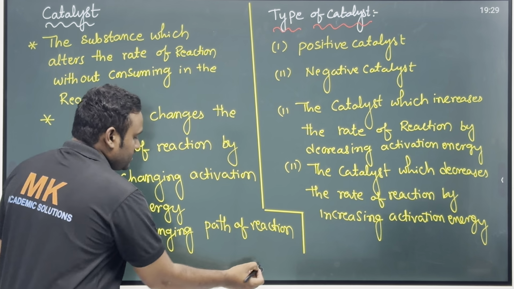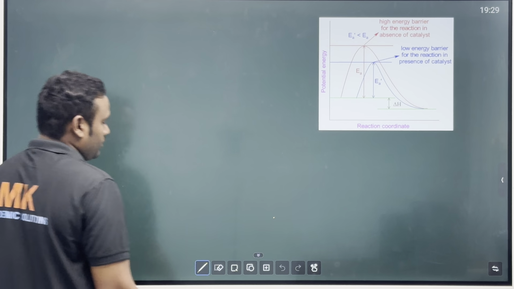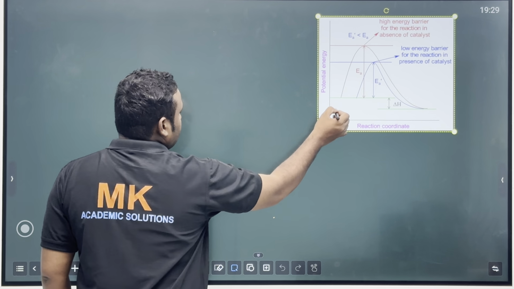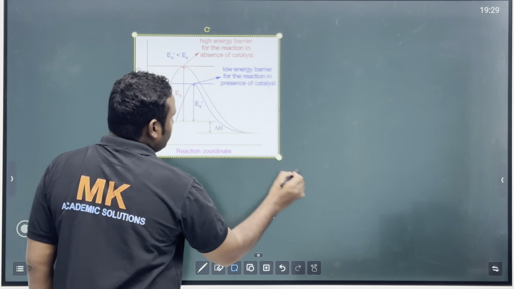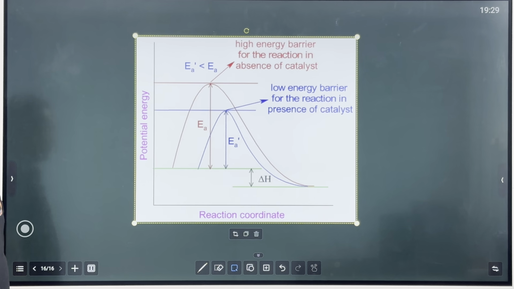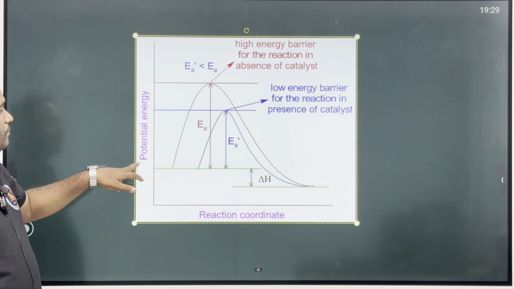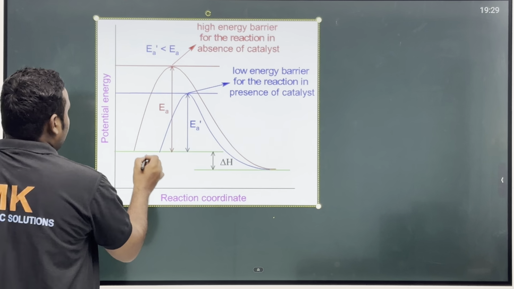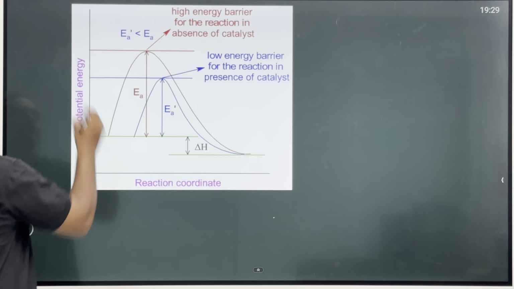Okay. Now let us see the graphical representation. Now go to this graphical representation here. So look at this, children. Right. So now here we are going to take this graph. Okay. So here on this axis we are going to take the potential energy.